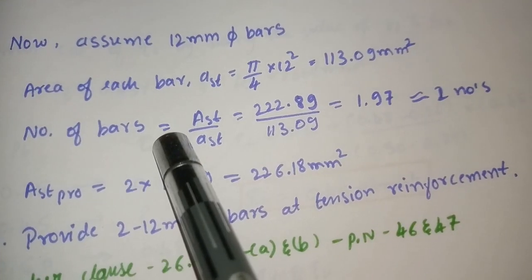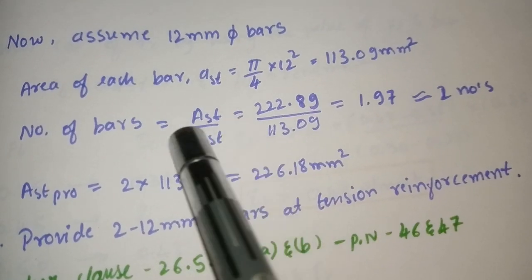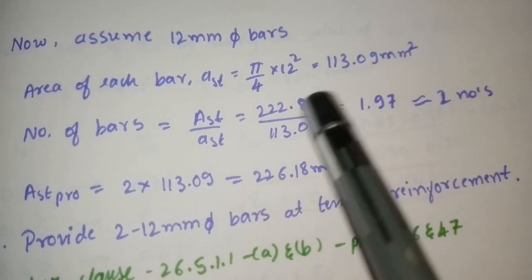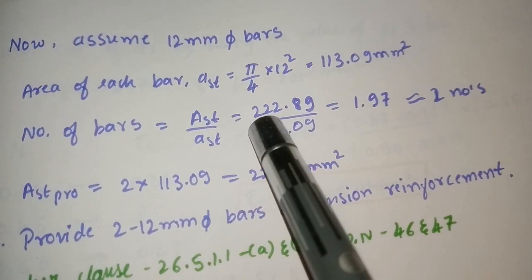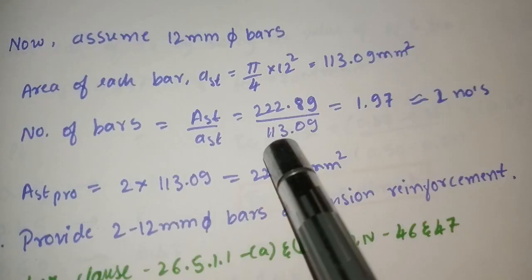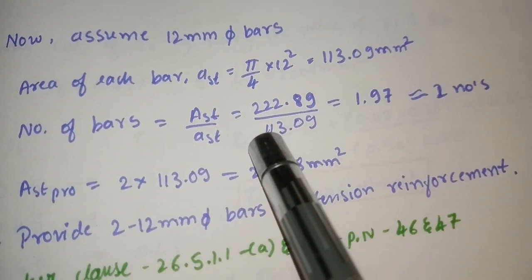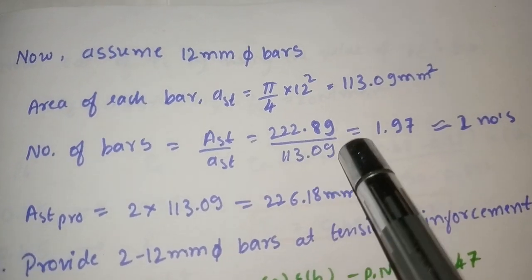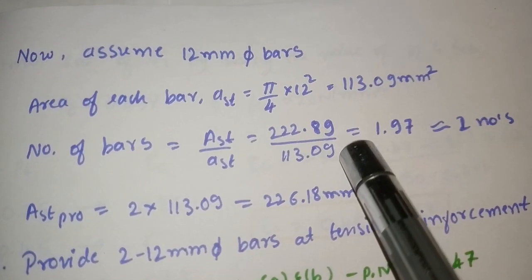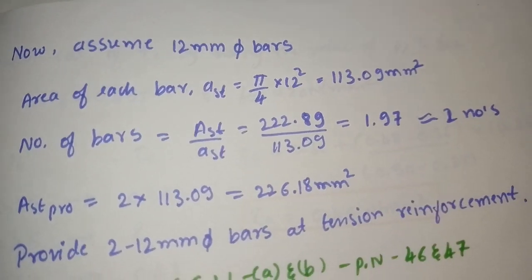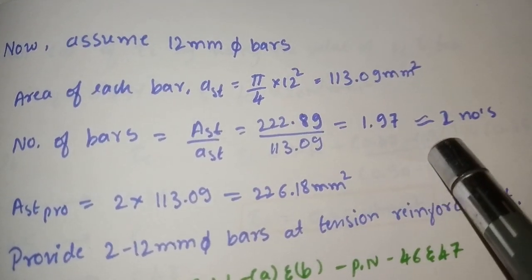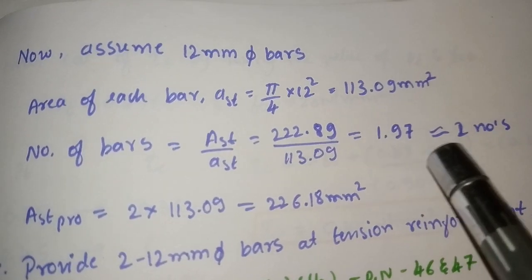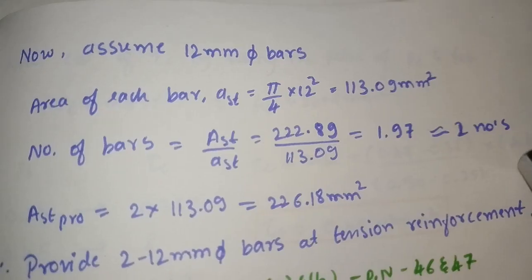For the number of bars, we have the formula AST divided by the area of each bar, which we have calculated just now. Our AST we have got is 222.89 divided by the area of each bar, 113.09. Substitute all the values and simplify this. We'll get the number of bars as 1.97. Since we can't provide 1.97 bars, I am making it 2 numbers.